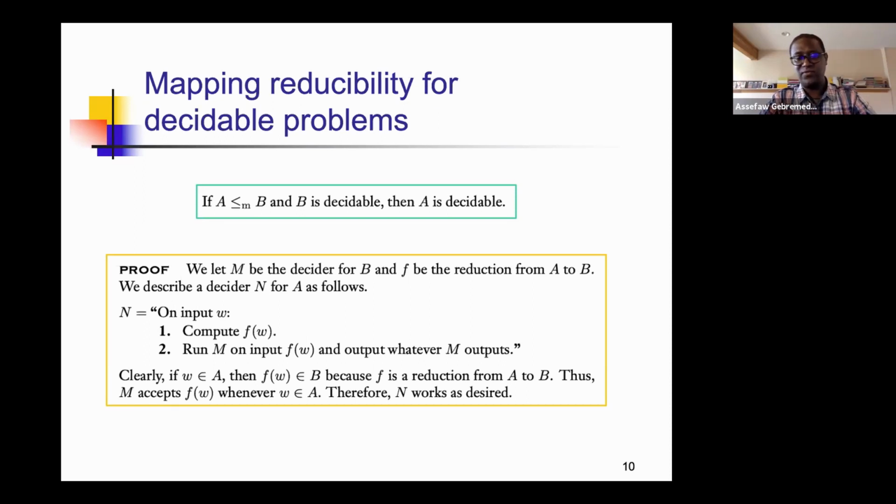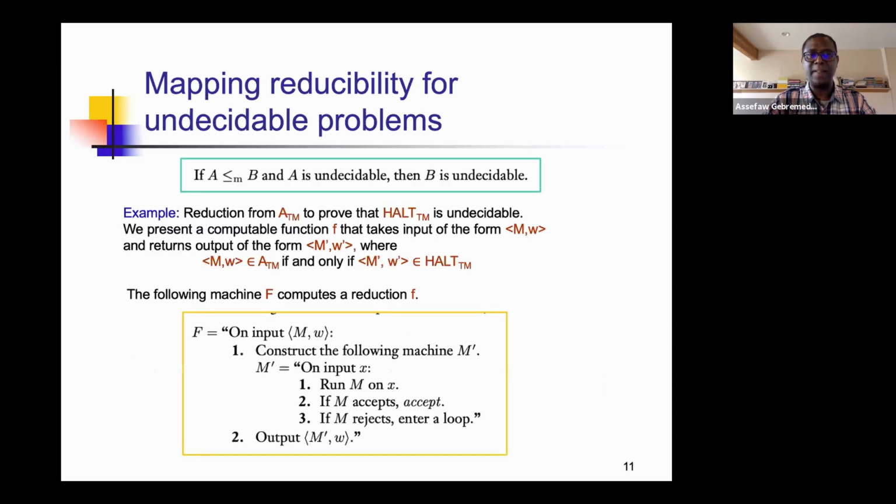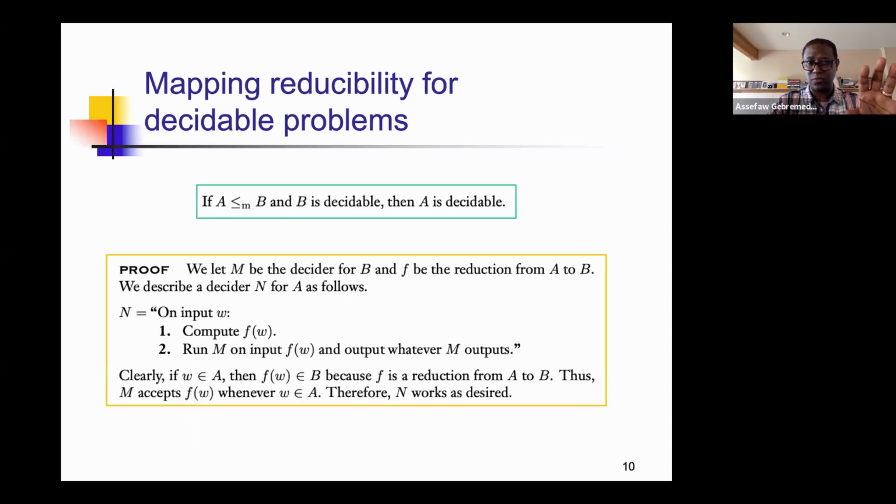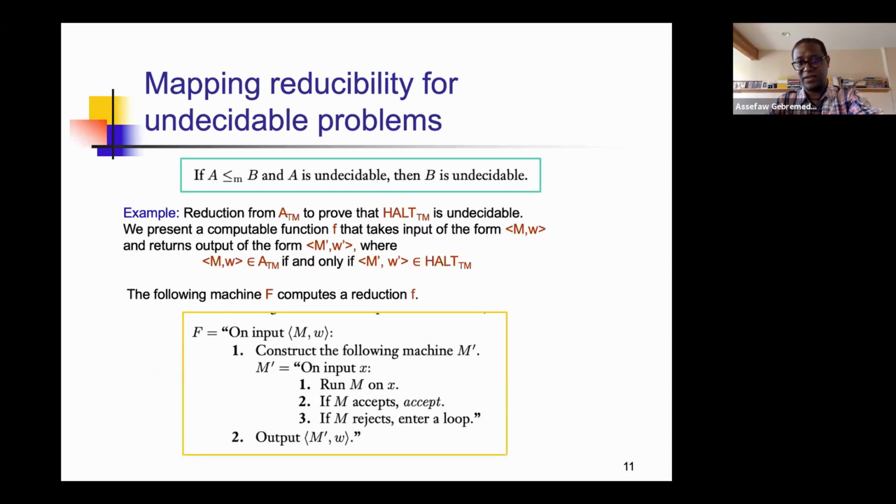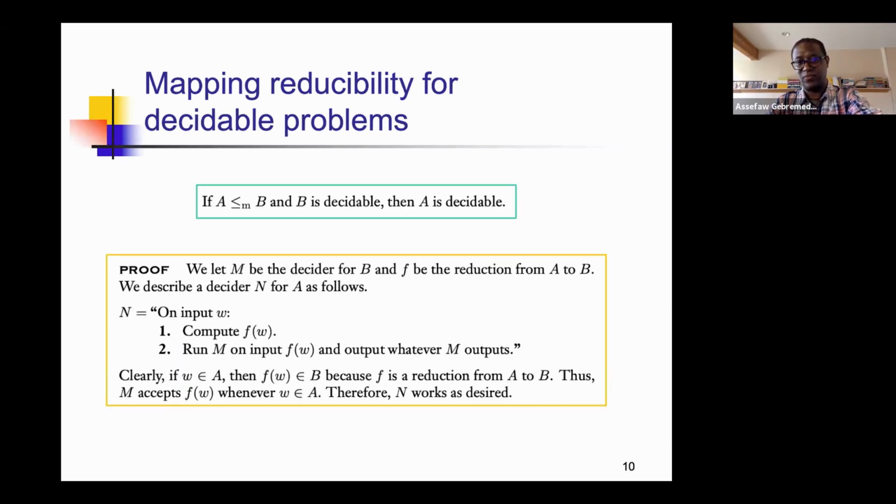When I revisit this one to show something else later on, I will be briefer, but this one should be so obvious and very easy for you to follow along. Now let's talk about undecidable. We could write almost the same statement. This statement that's in green is going to be used almost exactly, except now we are going to be using it. If B is decidable, then A is decidable was the conclusion.